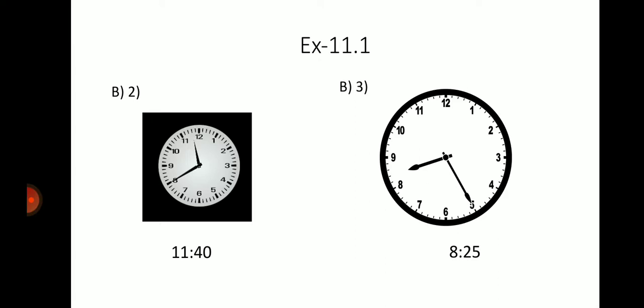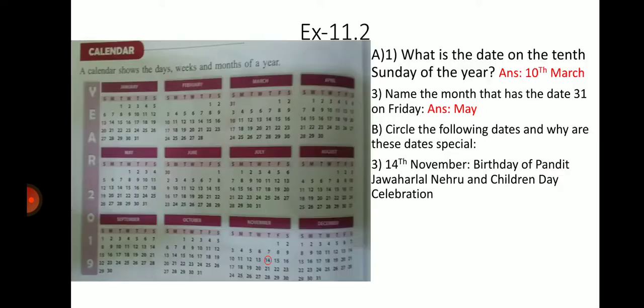8:25. 8:25 means 5 5s are 25, because from 12 to 1 is 5, from 1 to 2 is 5, 5 5 10, then 3 is 15, then 4 is 20 and 4 to 5 is 25. So that means it is 25 minutes, and 8:25 means it has already crossed 8. So the hour hand will be between 8 and 9 and the minute hand is at 5. So we have drawn the hour hand between 8 and 9 and the minute hand is at 5.